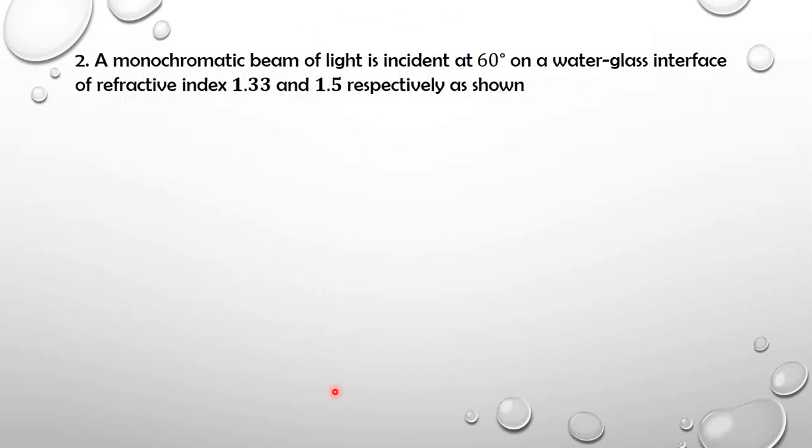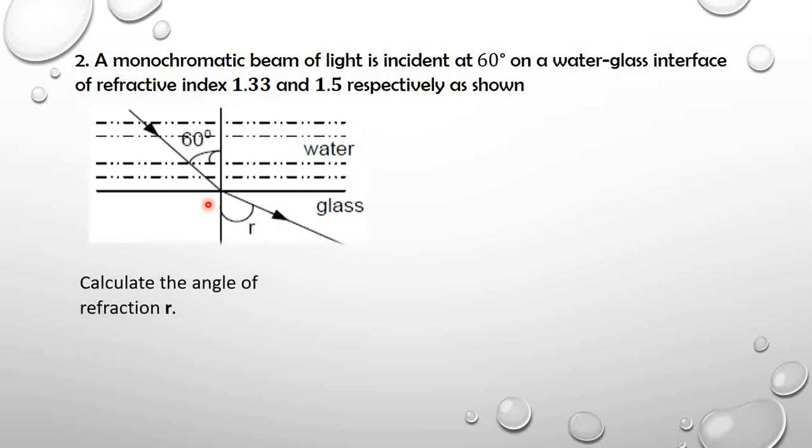Let's look at the second example. A monochromatic beam of light is incident at 60 degrees on a water glass interface of refractive index 1.33 and 1.5 respectively, as shown. Now here, purely we need to use the relation n sine I is equal to a constant, because we can't just use n is equal to sine I over sine R, since we are moving from water to glass. We are not moving from air to glass, so purely we have to use the relation in this case.